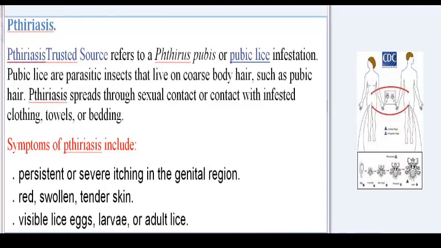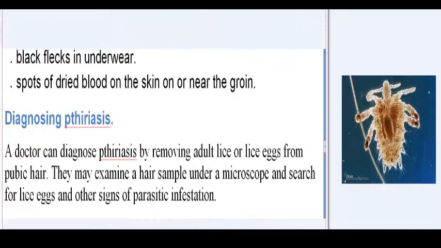Thiriasis. Thiriasis refers to a pthirus pubis or pubic lice infestation. Pubic lice are parasitic insects that live on coarse body hair, such as pubic hair. Thiriasis spreads through sexual contact or contact with infested clothing, towels, or bedding. Symptoms of thiriasis include persistent or severe itching in the genital region, red, swollen, tender skin, visible lice eggs, larvae, or adult lice, black flecks in underwear, spots of dried blood on the skin on or near the groin.